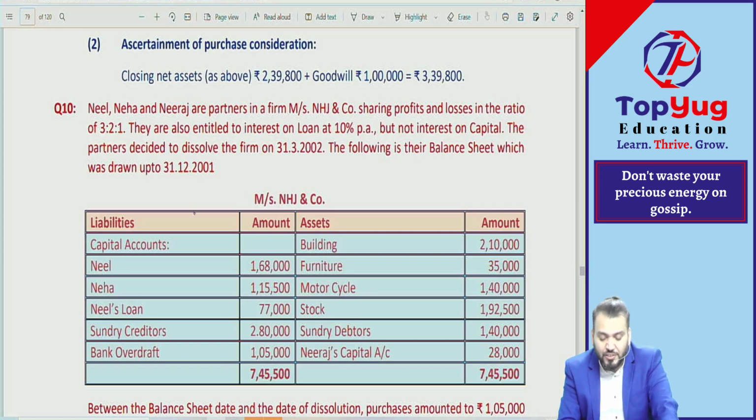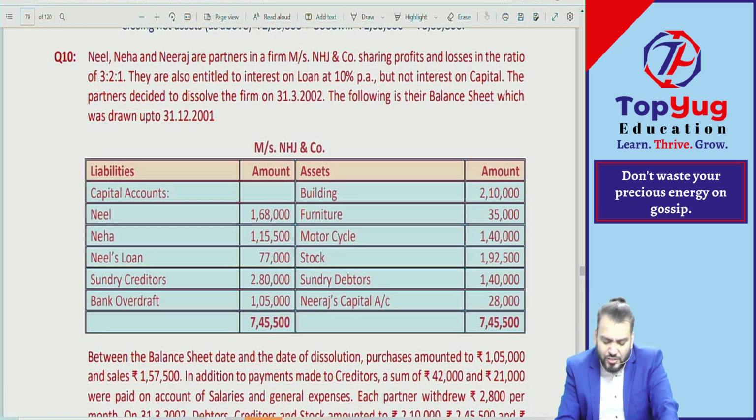However, their balance sheet is given up to 31st December. It means they need to update the balance sheet for how many months? 3 months. They have given the balance sheet of this firm. Neel and Neha have a credit balance, but Neeraj has a debit balance. So any partner having a debit balance does not mean he is insolvent, till the question specifies it. Are you getting?